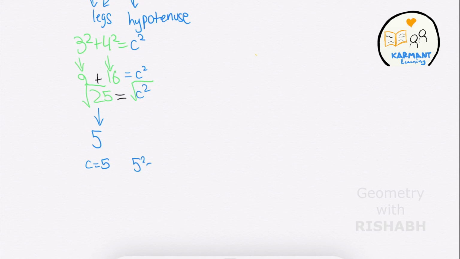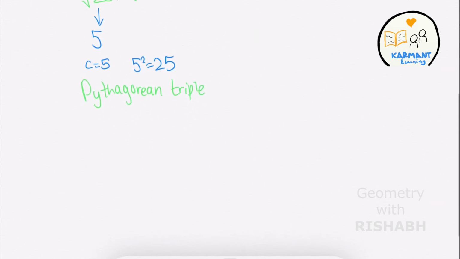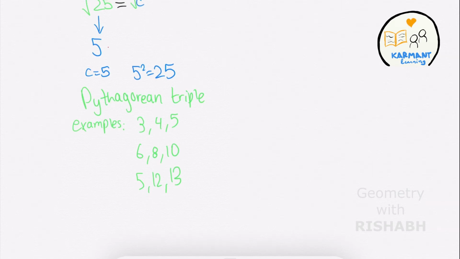This specific problem includes a Pythagorean triple. A Pythagorean triple consists of 3 positive integers, a, b, and c, such that a squared plus b squared is equal to c squared. Some examples include 3, 4, 5, the one I just solved here, 6, 8, 10, 5, 12, 13, and many others. Make sure to include the unit, so the hypotenuse will be in units as well.